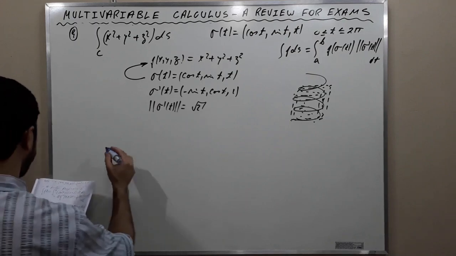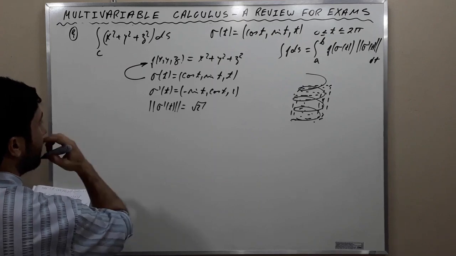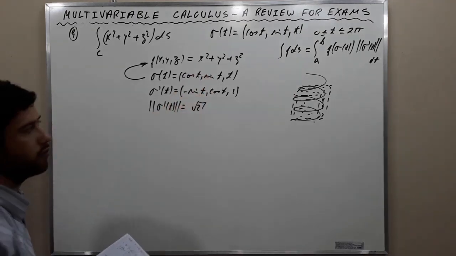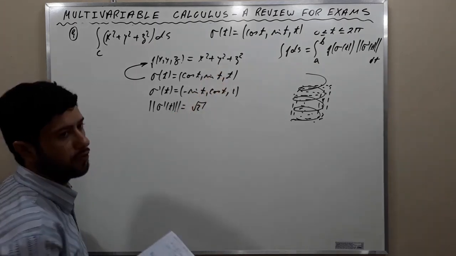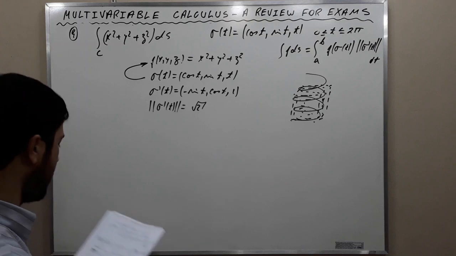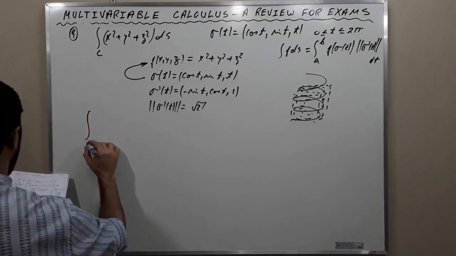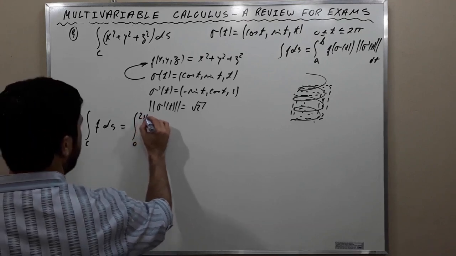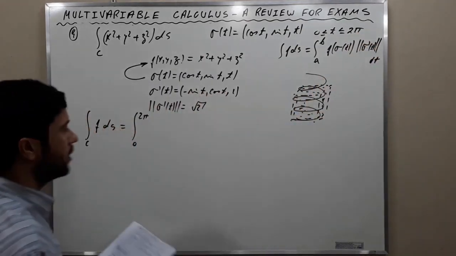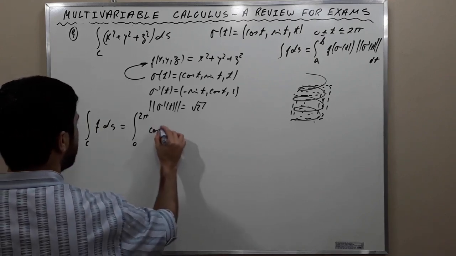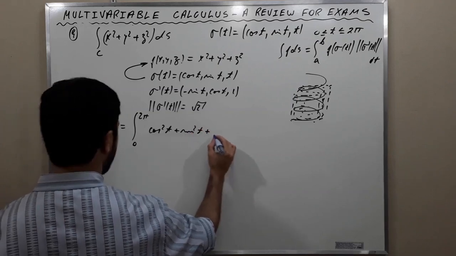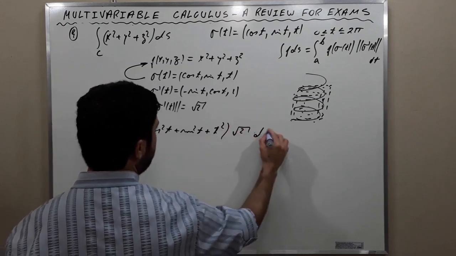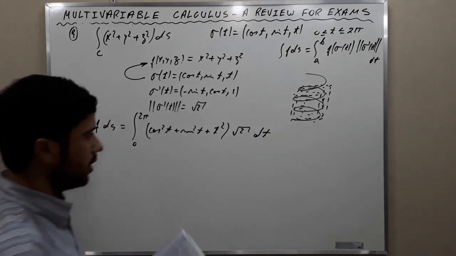And we're going to get that cosine t applied here is cosine squared of t. Sine t applied here is sine squared of t. And t applied here is t squared. Then the line integral of f ds is equal to the integral from 0 to 2 pi of cosine squared t plus sine squared t plus t squared, times the square root of 2 dt.